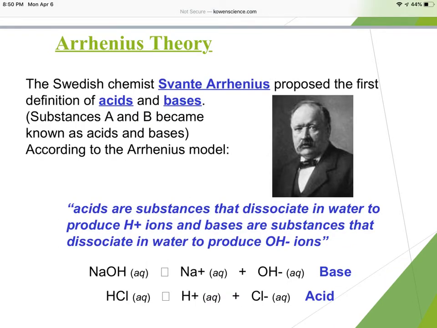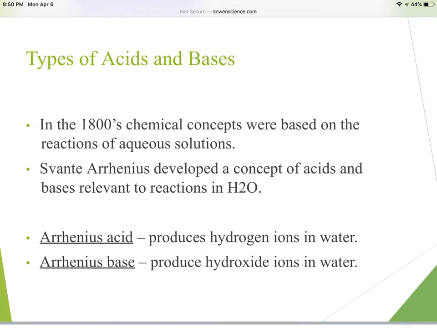Now the person that came up with this first definition of acids and bases was Arrhenius, and he said that acids could donate a hydrogen and bases would donate an OH. And so the acids begin with hydrogen and bases have OH. So here you have Arrhenius's definition of acid and base. Arrhenius says that an acid produces hydrogen in water, a base produces hydroxide in water.